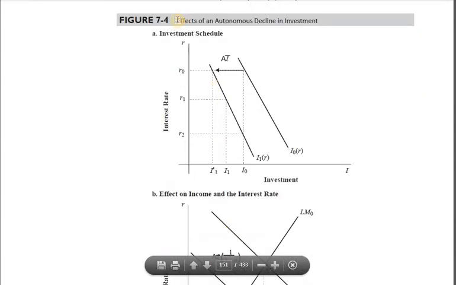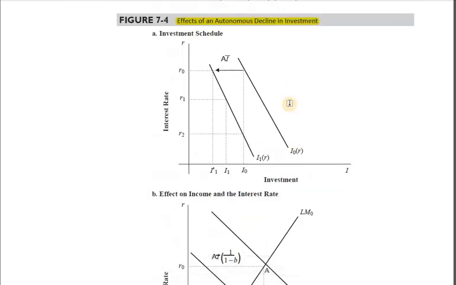Let's talk about the last thing now, that is the effect of an autonomous decline in investment. Nothing difficult here again.